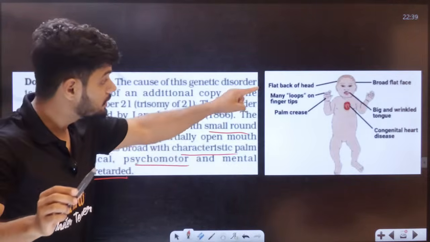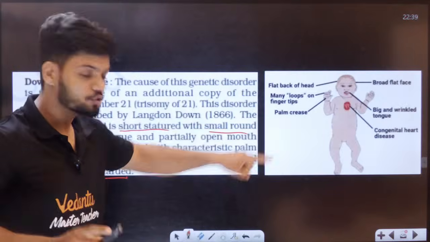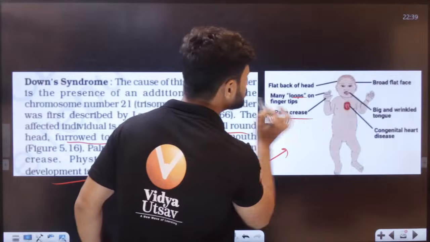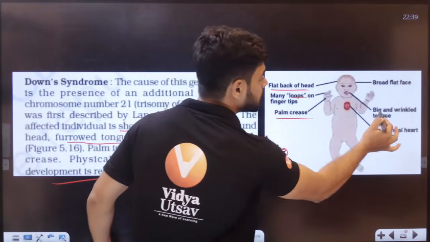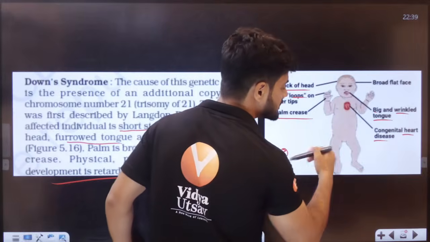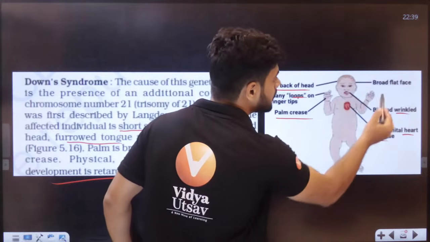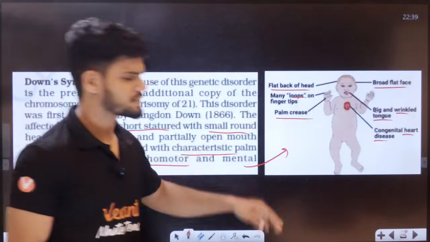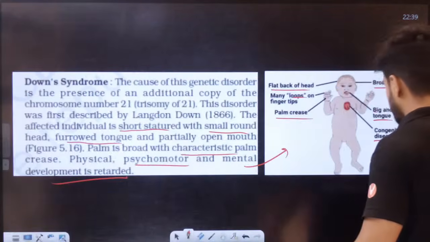Apart from this, a diagram can also be asked, so please learn the diagram also. Palm creases, many loops on fingertips, flat, big and wrinkled tongue, congenital heart disease is there, broad, flat face. This you have to remember, students. This is what happens in Down syndrome.